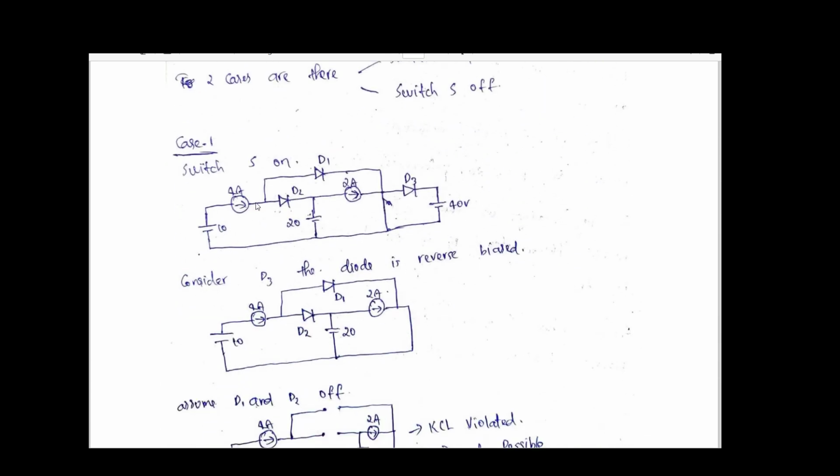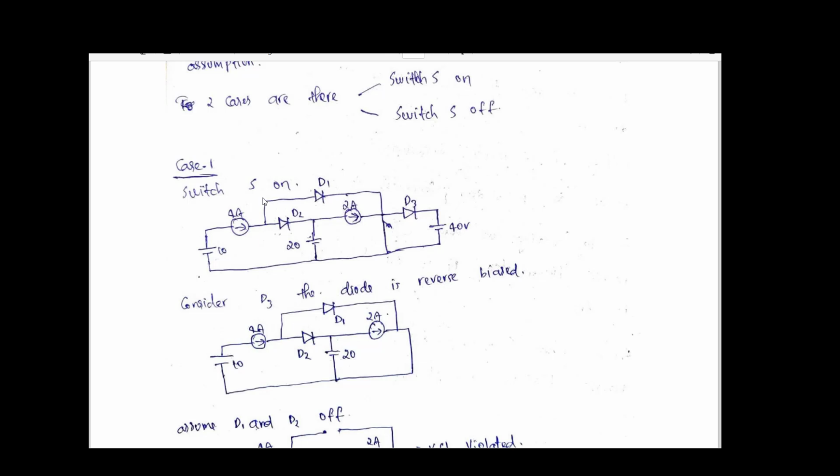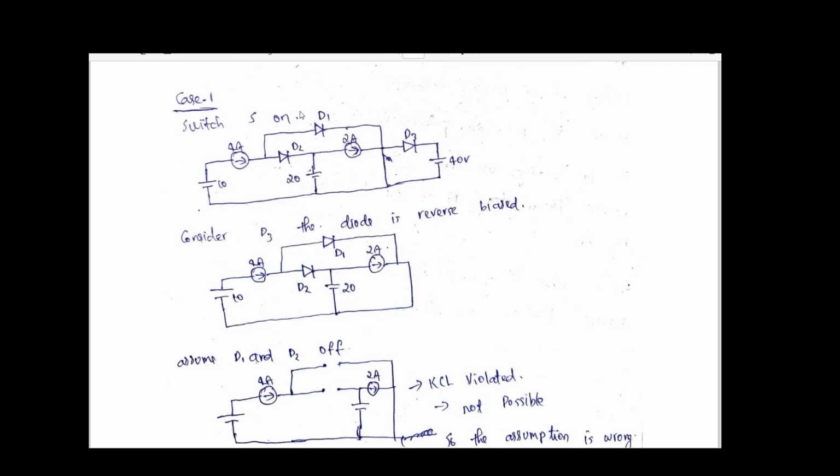So we can have two cases here: one is switch on, another one is switch off. First, we will consider the switch on, and here when the switch is on, we will have this configuration. From observation itself we can see this diode D3 is reverse biased because this potential is lower than this potential. So we can say this diode D3 is reverse biased, so it is turned off.